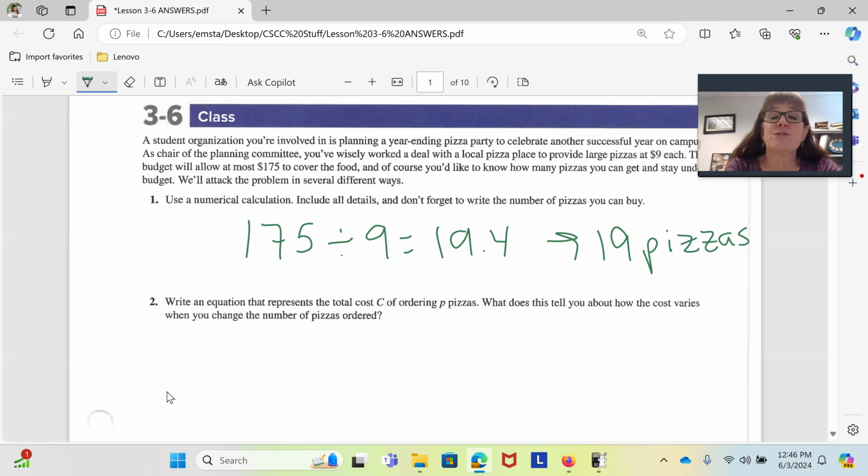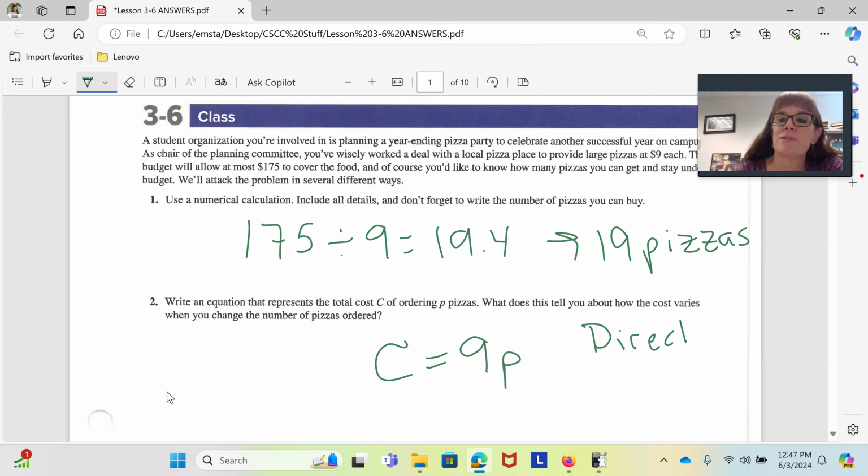Number 2 wants us to do the same idea, but take an algebraic approach. So they want us to write an equation that represents the cost of ordering P pizzas. Well, I know the total cost will be equal to $9 times the number of pizzas. And then it asks, what does this tell you about how cost varies with the number of pizzas? It tells us that this is direct variation. So that's exactly what we did in the last lesson.